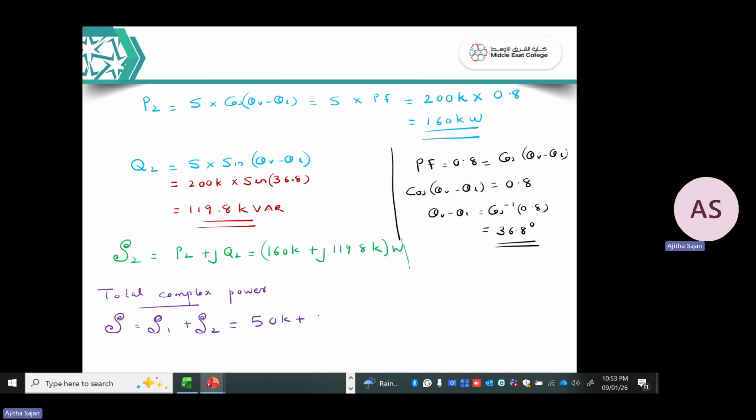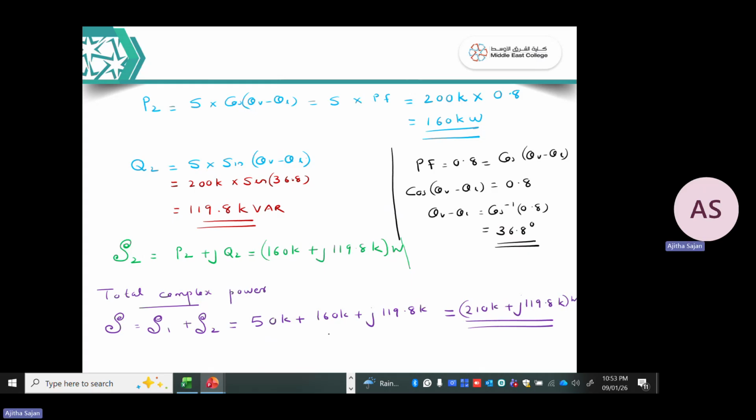So it's nothing but 50 kilo plus S2, which is 160 kilo plus j119.8 kilo. So how much will be the answer? First, 160 plus 50 is 210, right? So it is 210 kilo plus j119.8 kilo. That much watt.